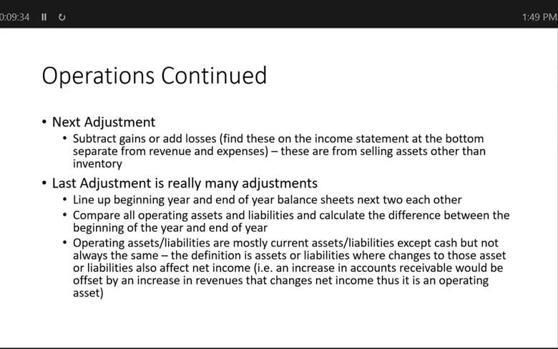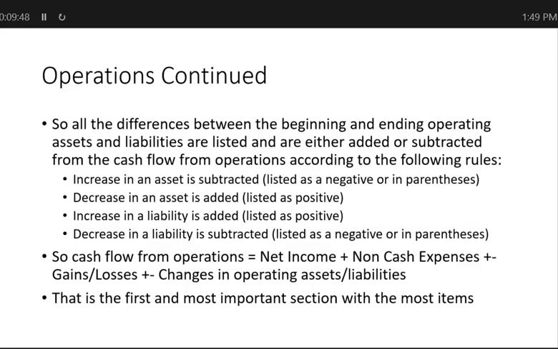All right? So once we've lined up our two balance sheets and we've calculated the difference between our current assets and current liabilities, or operating assets and operating liabilities, then we apply this process. We either add them to the cash flow from operations or subtract them based on these rules. An increase in an asset is subtracted, a decrease in an asset is added, an increase in liability is added, a decrease in liability is subtracted.